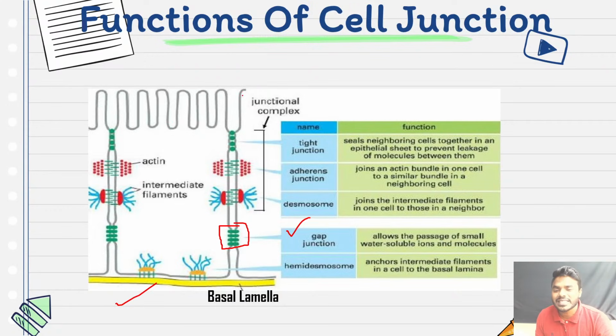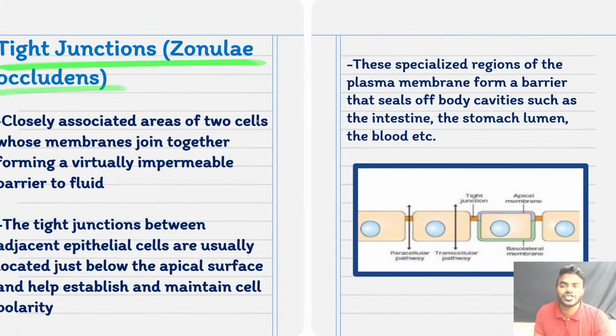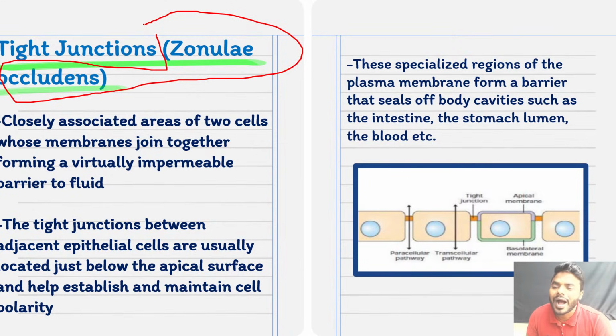Okay, let's start with the first one, the most important one, tight junctions. Listen everyone very carefully. I want you to remember the other names, especially of the tight junctions. We widely call it, friends, zonula occludens.